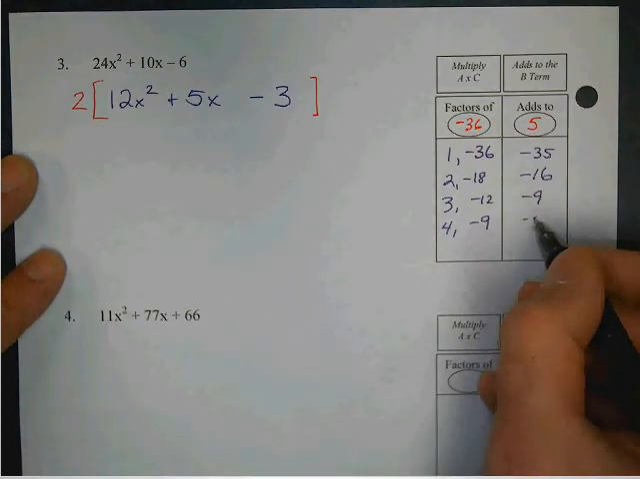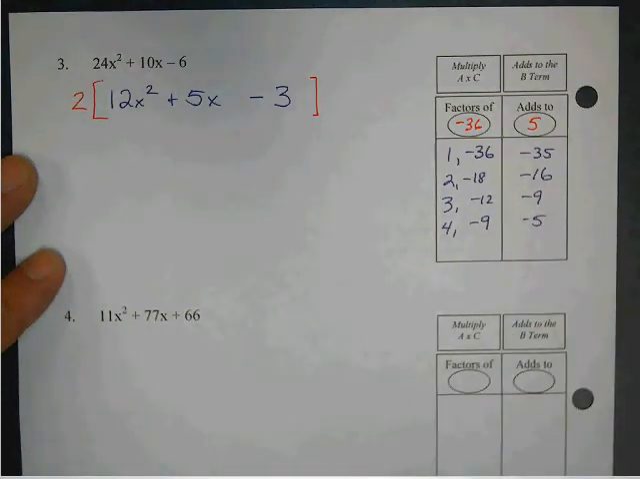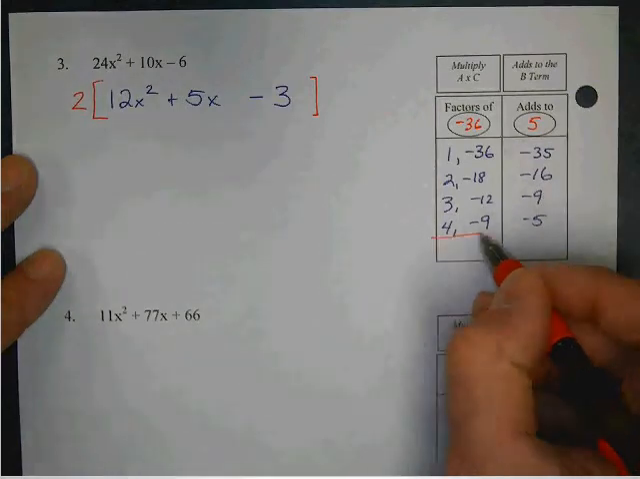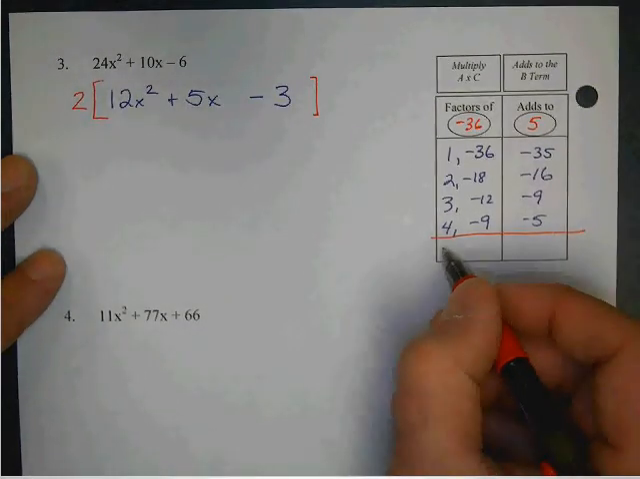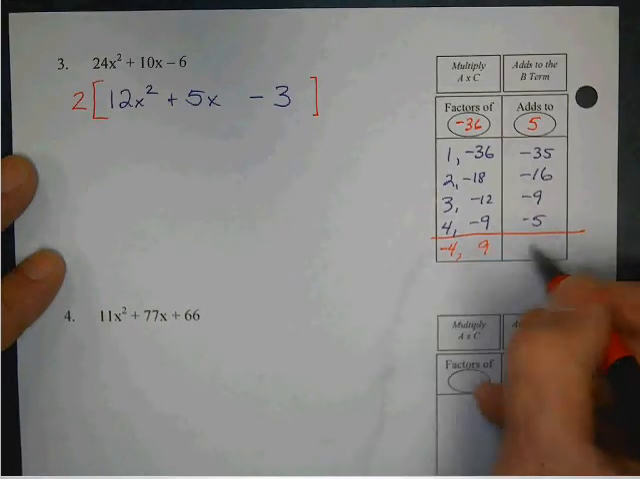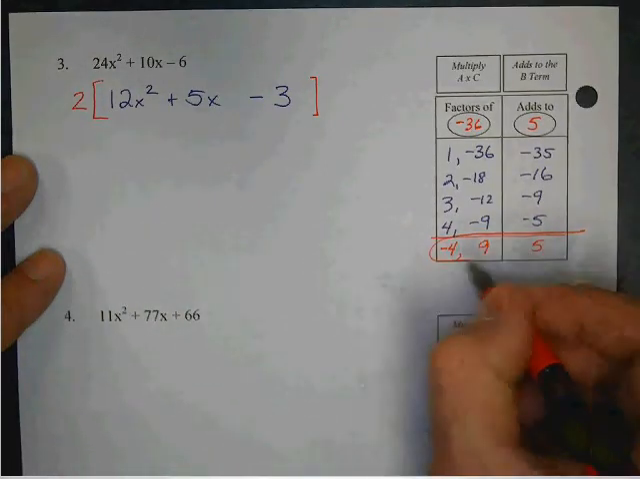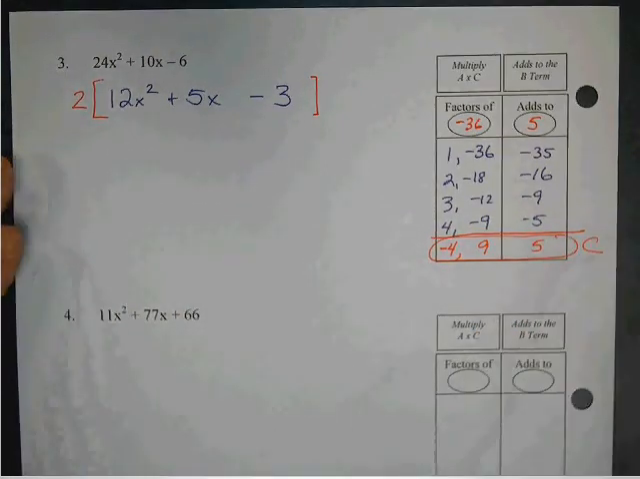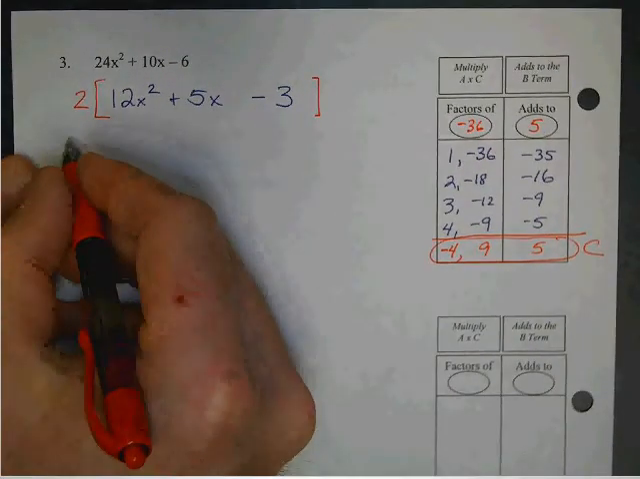4 and negative 9, negative 5. That's what? The opposite. Opposite of what we want. So what is my correct factors? Negative 4, positive 9, and there we are. Circle it, and we got it. That's the hardest part right there. And was that difficult? It's just methodical, walking it through.